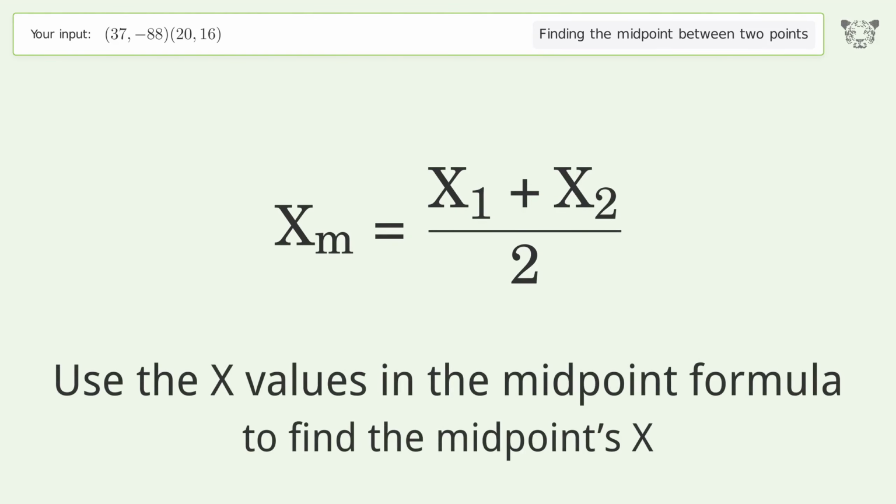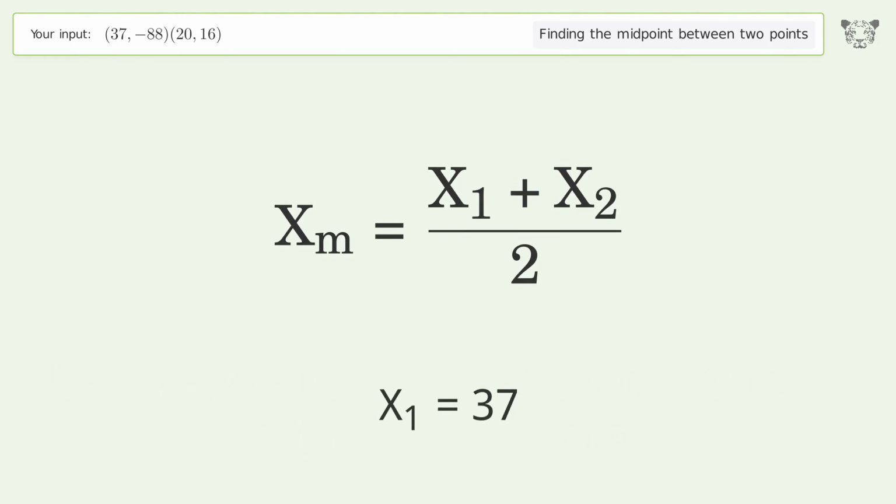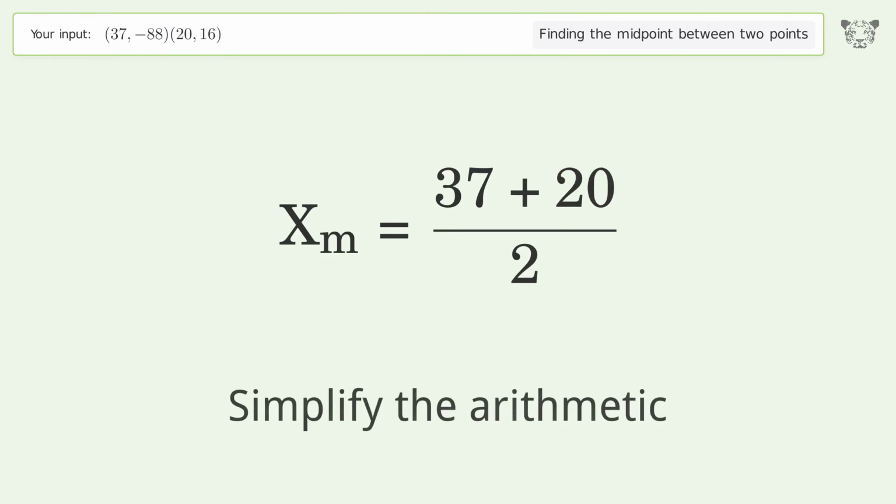Use the x values in the midpoint formula to find the midpoints x. x1 equals 37. x2 equals 20. Simplify the arithmetic.